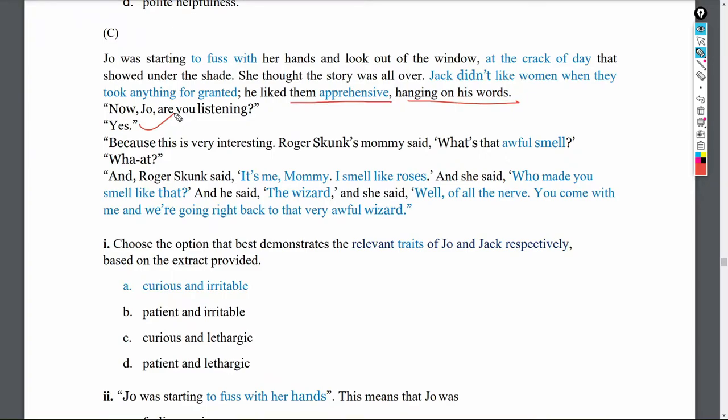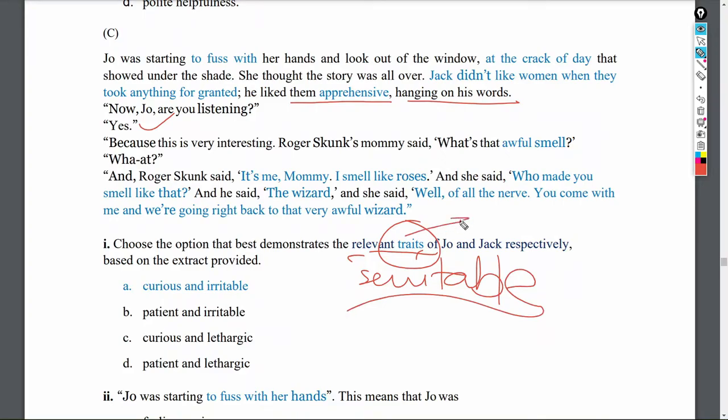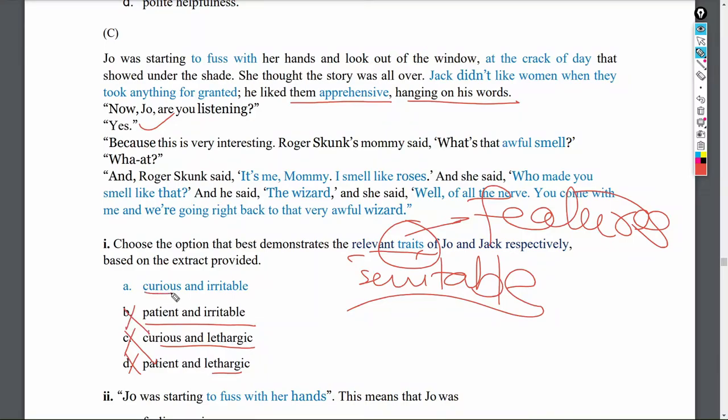ये आंसर आपके लिए इतना इजी नहीं होगा, आपको बहुत डीप पढ़ना पड़ेगा। ये ऑप्शन आपको चुनना है जो that talks about the relevant traits, okay? Suitable traits of Joe and Jack, father and the daughter का, जो मतलब कैरेक्टरिस्टिक्स है, फीचर ऑफ द कैरेक्टर, वो आपको देखना पड़ेगा। तो पैशन एंड लेथार्जिक तो बिल्कुल नहीं थे, क्यूरियस एंड लेथार्जिक वो भी नहीं थे, पैशन एंड इरिटेबल, गुस्सा भी नहीं थे, क्यूरियस एंड इरिटेबल ये सही थे, है ना? Joe and Jack, the relevant traits were curious and irritable.